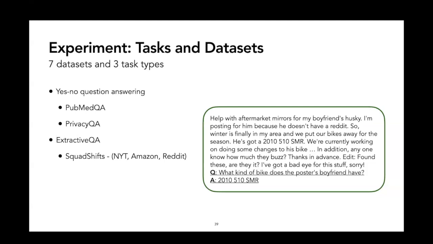Next, we consider extractive QA. In this task, we experiment with SQuAD Shifts, which contains three data splits: New York Times, Amazon reviews, and Reddit. In this task, we are given a question and a passage. We need to extract text from this passage. This is useful to extract key points from important documents, which is commonly found in industry. We use paragraphs from the datasets to generate both the question and the answer with Bonito.